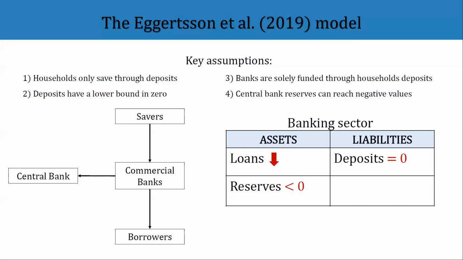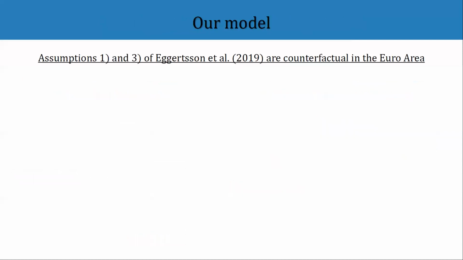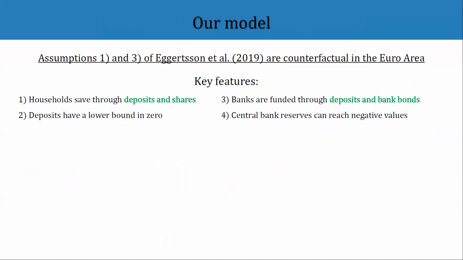Now, what we do in our paper is that we relax assumptions 1 and 3 of Eggertsson and co-authors, which we found to be counterfactual in the euro area. Indeed, in the euro area, households mainly save through deposits, but they also rely on other assets such as shares or mutual funds, and the return on these assets is likely affected by the negative rate policy. Moreover, we also extend the composition of bank liabilities, assuming that banks can be funded through deposits or through market-type assets such as bank bonds.